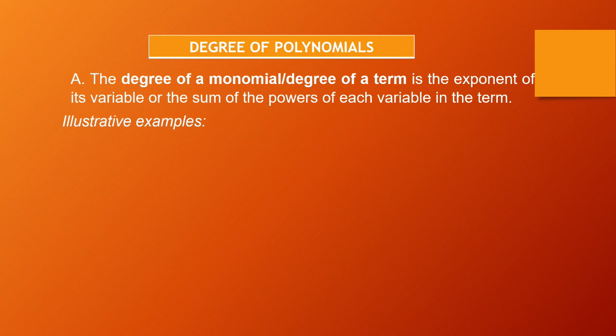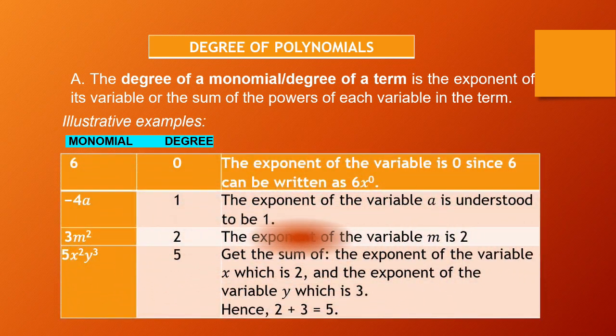3m². The degree of the monomial is 2. The exponent of the variable m is 2. And the last example, 5x²y³. The degree of the monomial is 5. Get the sum of the exponent of the variable x, which is 2, and the exponent of the variable y, which is 3. Hence, 2 + 3 = 5.